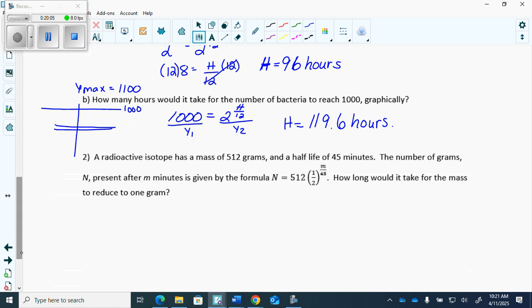All right. We have a radioactive isotope has a mass of 512 grams and a half-life of 45 minutes, so hence the 512 where it is and the 45 where it is, which we're going to be doing later ourselves, but this one has it filled in. The number of grams N present after M minutes is given by this formula. How long would it take the mass to reduce to 1 gram? So N is the number of grams. So 1 equals 512.